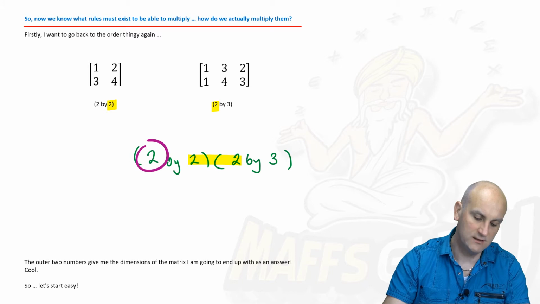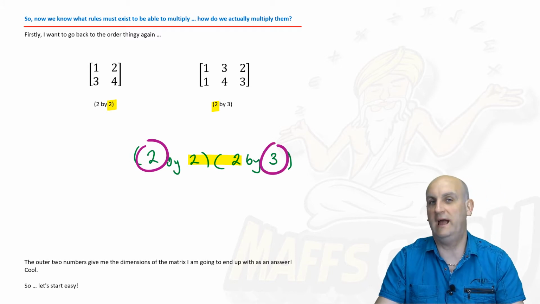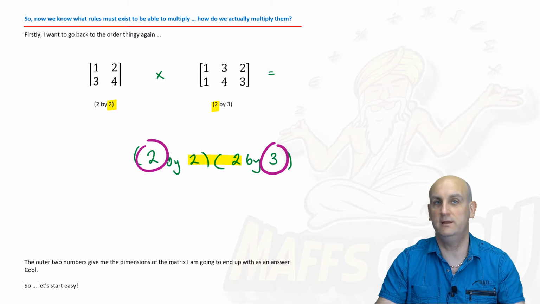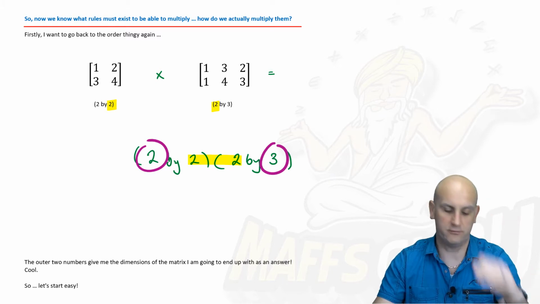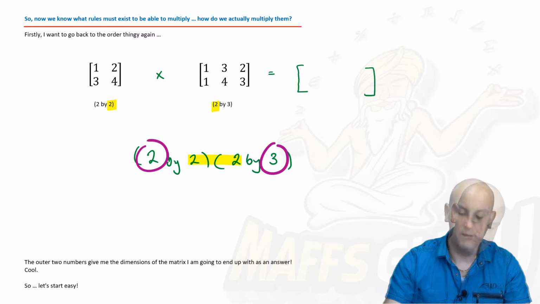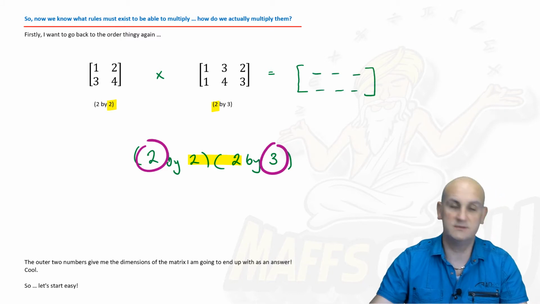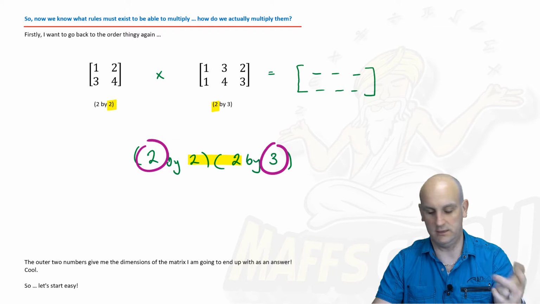Well, the good news is that this and those two values actually have importance, because they're now telling me that when I multiply these together, I'm actually going to get a 2 by 3. Remember, that's 2 rows by 3 columns. So 2 rows by 3 columns. And so we'll have 1, 2, 3 numbers there, 1, 2, 3 numbers there. How are we going to get this? I'm going to show you now.